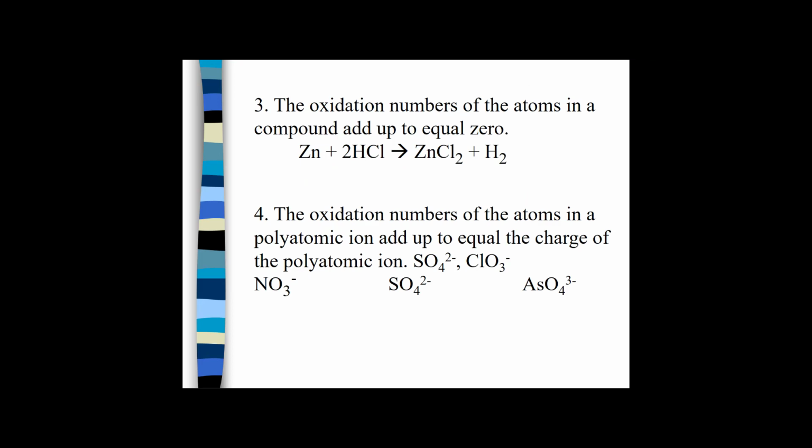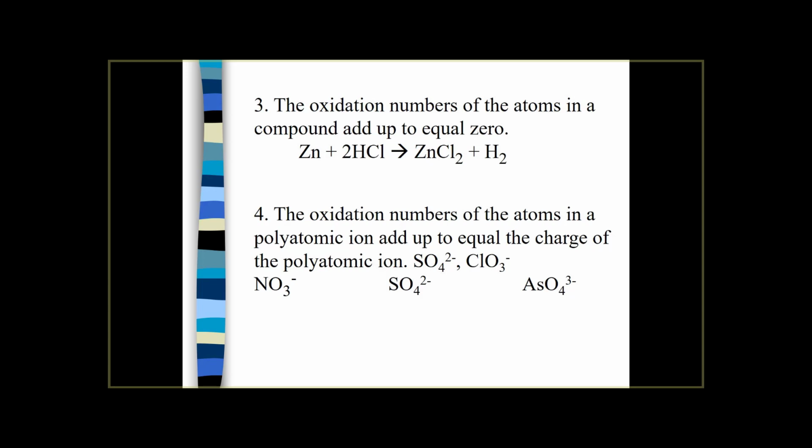Rule number 3, the oxidation numbers of the atoms in a compound add up to equal 0. So we've seen this in a previous slide, but our first element here, zinc, oxidation number 0. And next we come to hydrogen. So looking on the periodic table, we see that hydrogen is right above the alkali metals. And the alkali metals have a charge of a +1. And in this case, hydrogen also has a charge of +1. And to cancel out the charge of that +1, that means the chlorine needs to have a -1. Because a +1 and a -1 will cancel each other out, and it will equal 0 or be neutral.